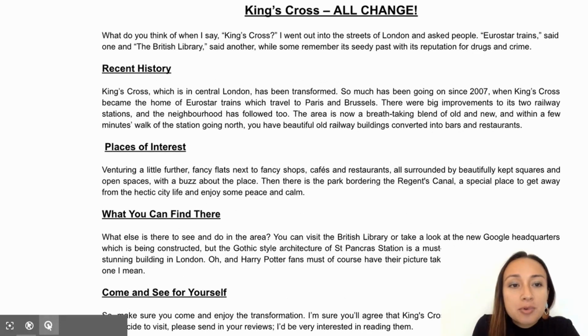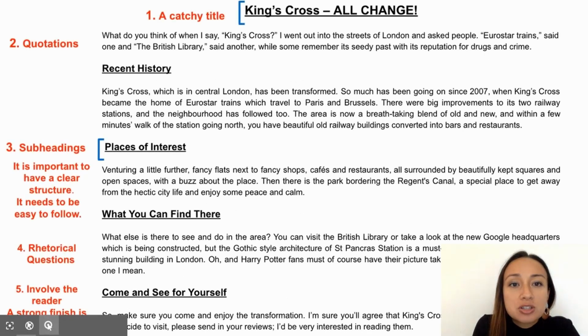So just to summarize very briefly the different features and language that we've looked at. The first thing you need to remember, you need to have a catchy title to immediately grab your reader's attention. It's very important to use quotations because that can add more interest again to your article. And number three, subheadings are important because it's important to have a clear structure and it needs to be easy to follow for the reader so that they'll keep on reading.